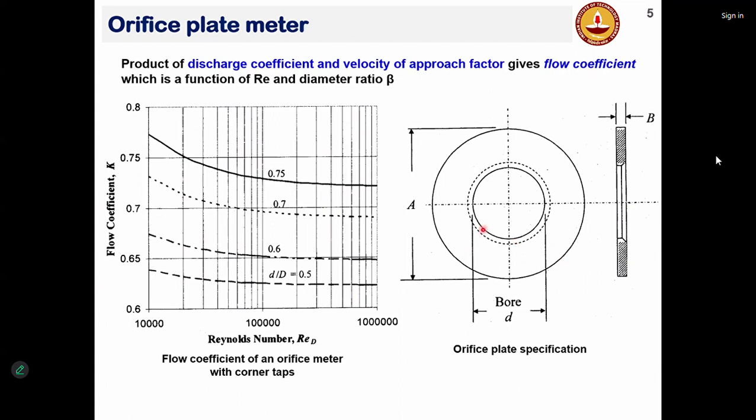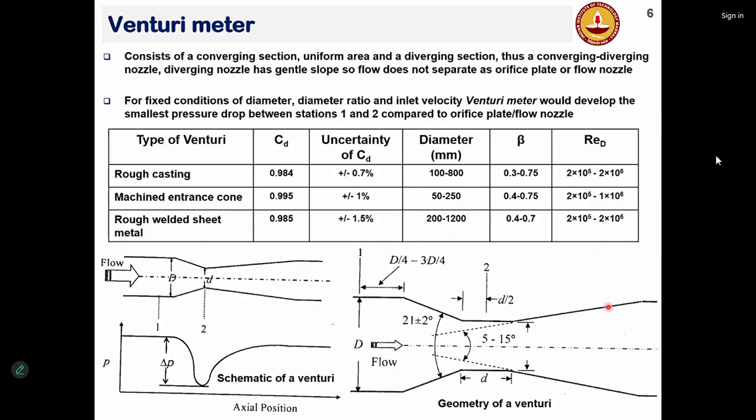This basically shows the geometry of the orifice plate, about this diverging plate that we just talked about. The second type of flow measuring device is known as venturimeter.